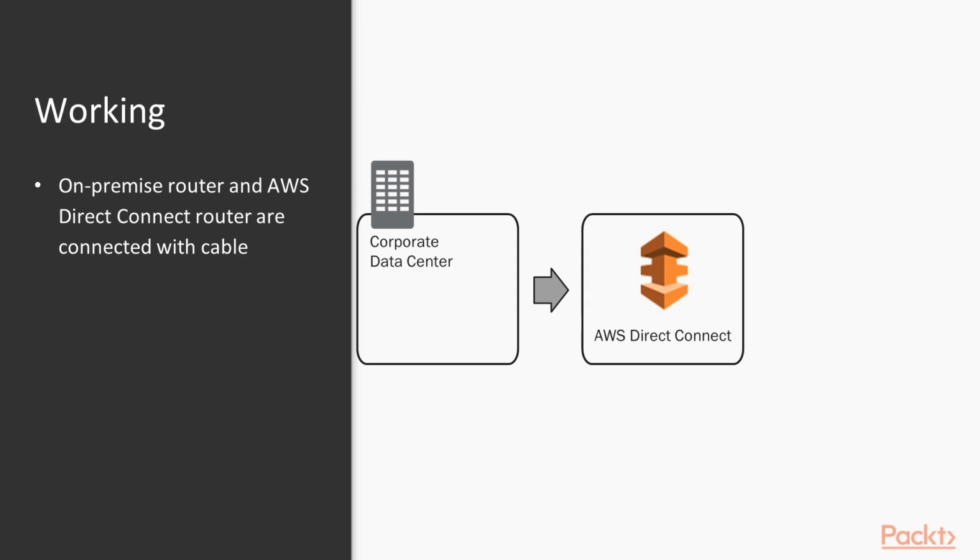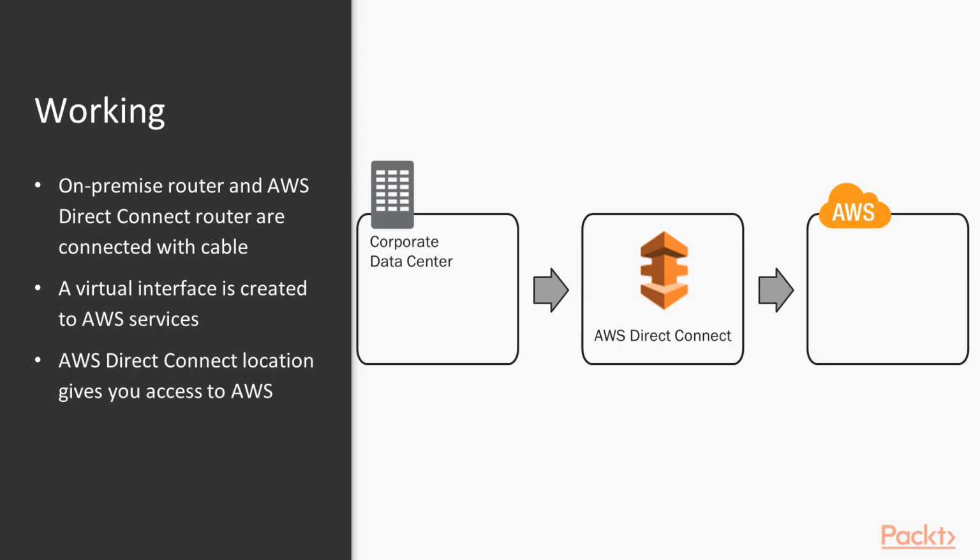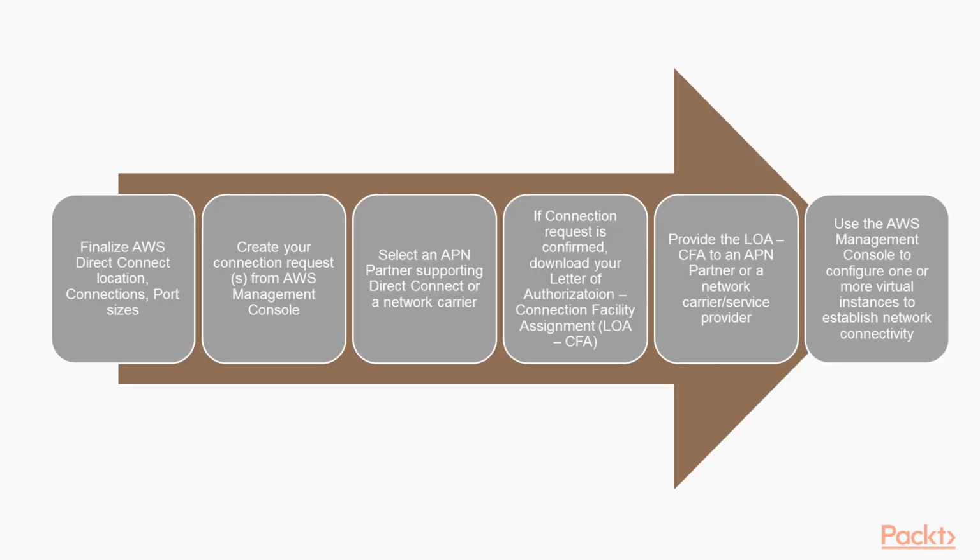The on-premise router and the AWS Direct Connect router are connected with a cable. A virtual interface is created to AWS services. AWS Direct Connect location gives you access to AWS. To use AWS Direct Connect, we need to follow a few steps. Firstly, finalize AWS Direct Connect location, connections, port sizes.